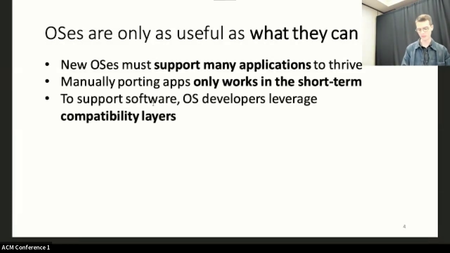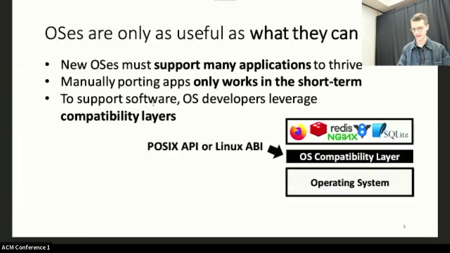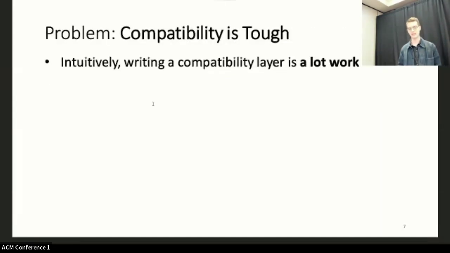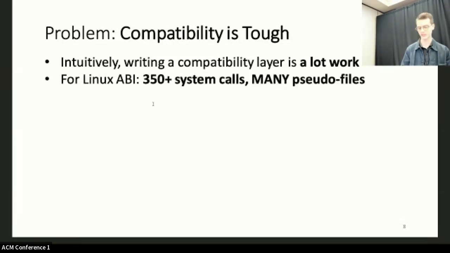So what OS developers do in practice is leverage a compatibility layer. Compatibility layers sit between the operating system and applications, offering them a familiar interface like POSIX. And they're very popular. Unfortunately, writing a compatibility layer is often viewed as a daunting task. For the Linux ABI, one must eventually implement hundreds of system calls.